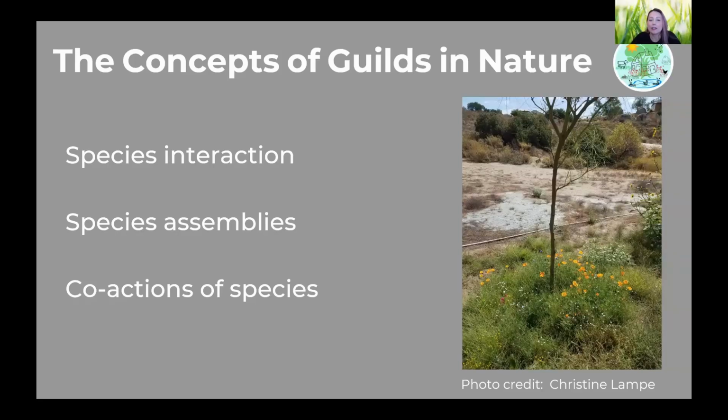From our readings on guilds, we find that the methodologies of polyculture design rely more on species interaction than on configuration, although both are necessary inputs to a design. Thus, in designing the best or most beneficial species assemblies, we need to know about the use, the concepts of species guilds, and the co-actions of species.